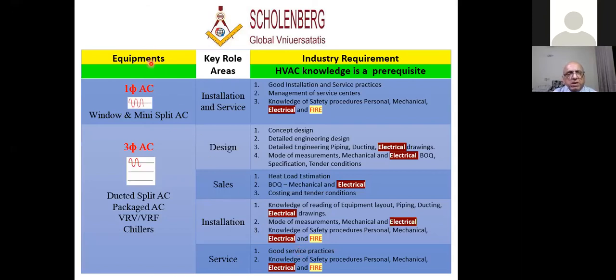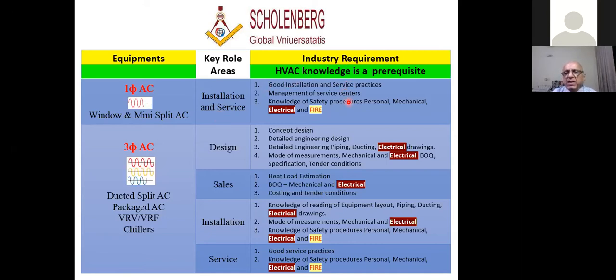These are the basic equipment of air conditioning. One is single phase: window AC and mini split AC. In mini split AC, there are two, fixed speed and inverter split. Key role areas: installation and service. There is no design in such. These are all factory complete products sold off the shelf.